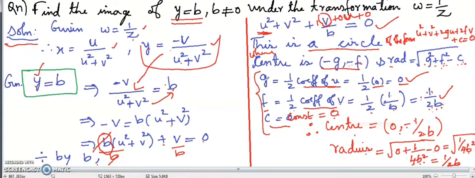So our conclusion is always image will be in terms of U and V. Given equation will be in terms of X or Y. That means we are transforming from the Z plane to the W plane.